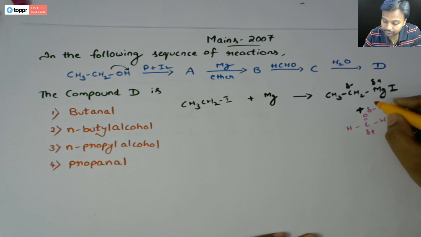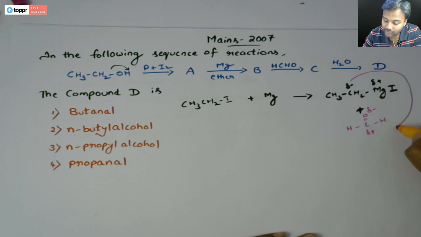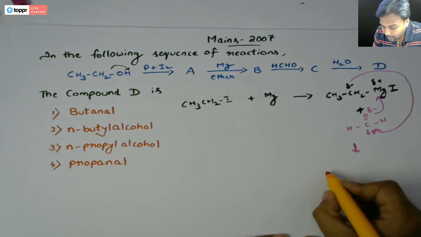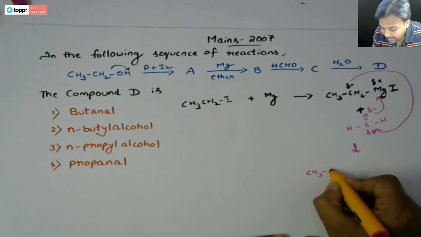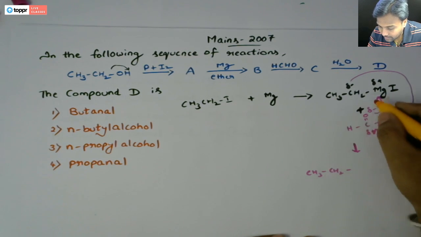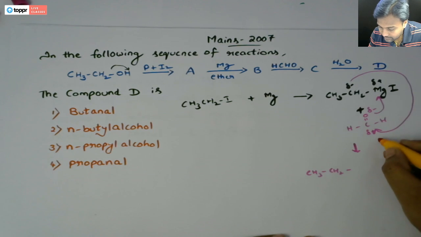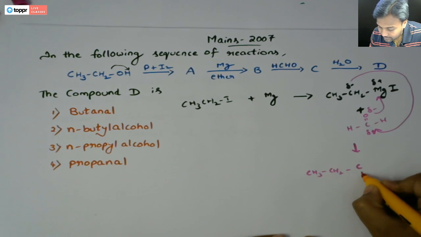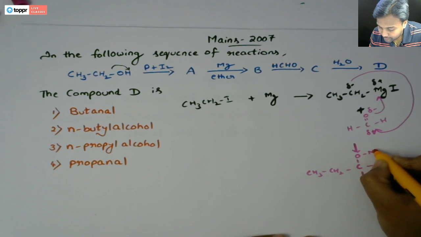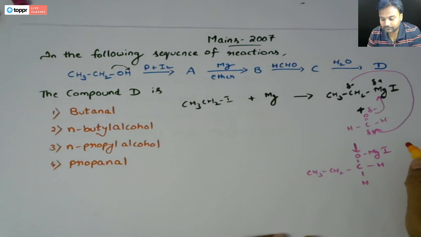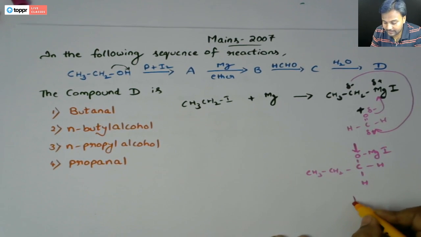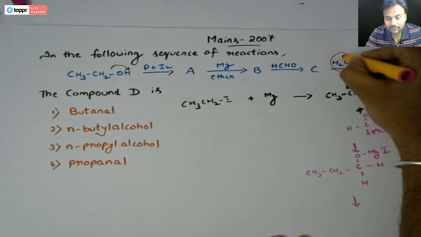So the negative attacks this, which leads to the formation of, I'm just adding it, look at this, CH3, CH2, this gets attached to this carbon, which has 2 hydrogens, and O, Mg, I. This is the formation of an adduct. This on hydrolysis, what happens?